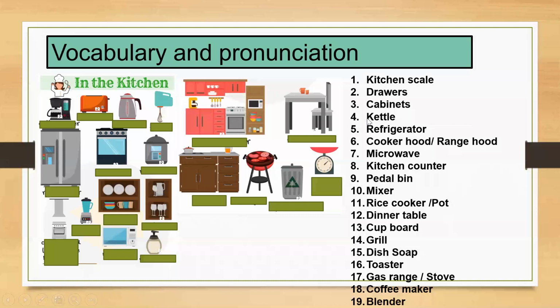Okay. Vocabulary and pronunciation. So we have some pictures on our left and a list of vocabulary of the kitchen on the right. Okay, so we have to match the drawing with the wording. Vamos a hacer el match de los dibujos con las palabras que tenemos a la derecha. So the first one, it is a kitchen scale. Okay. So where is it the kitchen scale?